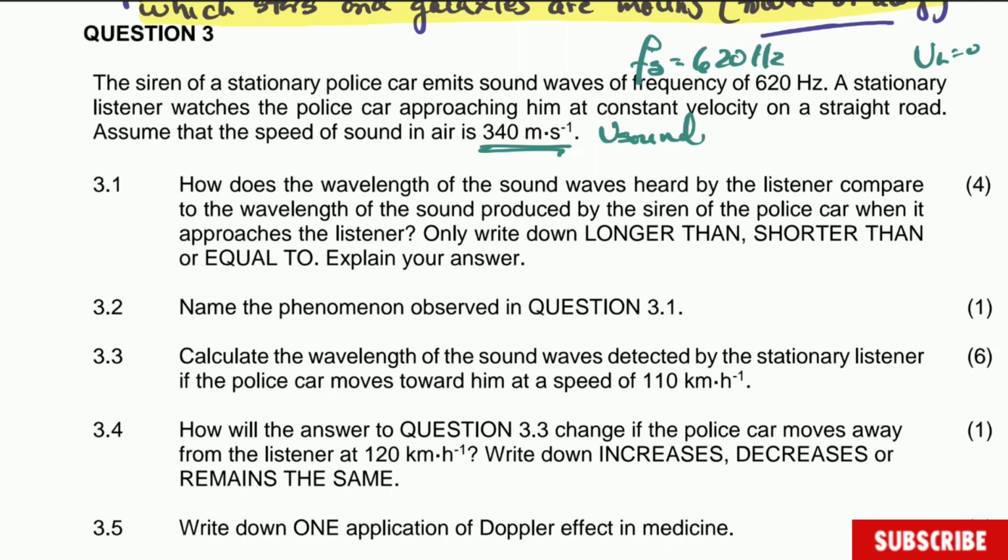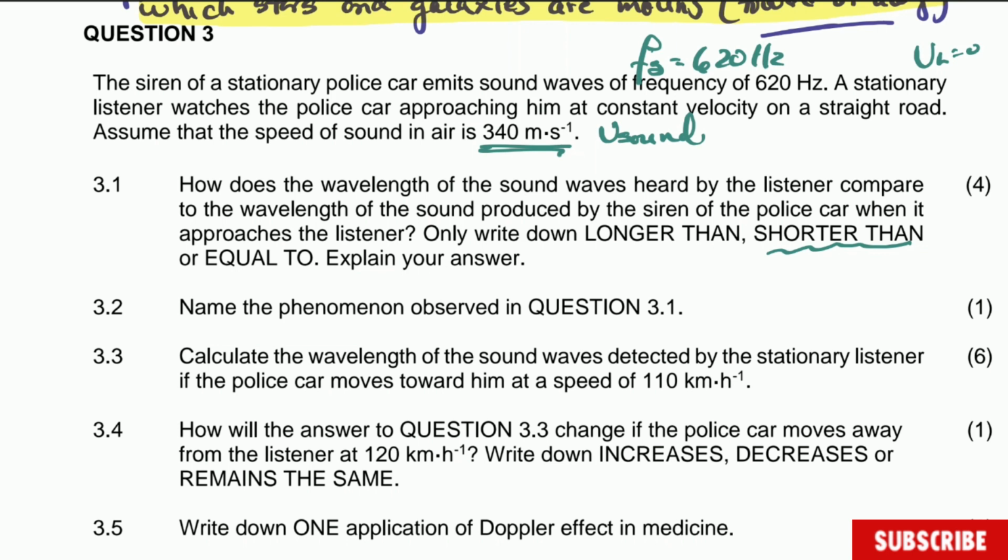How does the wavelength of the sound wave detected by the listener compare to the wavelength of the sound produced by the siren of the police car when it approaches the listener? Only write longer than, shorter than, or equal to, and explain your answer. So this one is similar to question 1. Now what is happening? The police car, the source, is approaching, so it is going to be compressing the wavelength. So it is going to be shorter than. The wavelength becomes shorter than, guys.